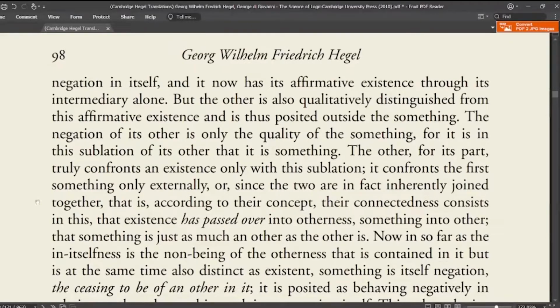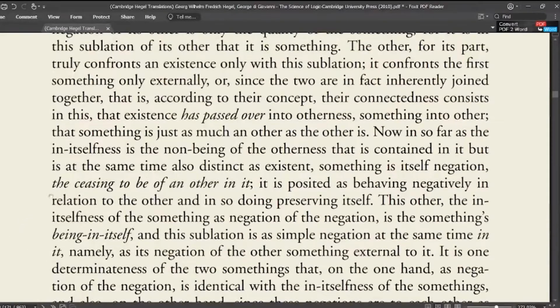So the negation is the quality of it. The other, for its part, truly confronts an existence only with this sublation. It confronts the first something only externally, or since the two are in fact inherently joined together, that is, according to their concept, their connectedness consists in this, that existence has passed over into otherness, something into other, that something is just as much an other as the other is. So we have a far more concrete account of how something and other move towards each other, or move into each other, fall into each other.